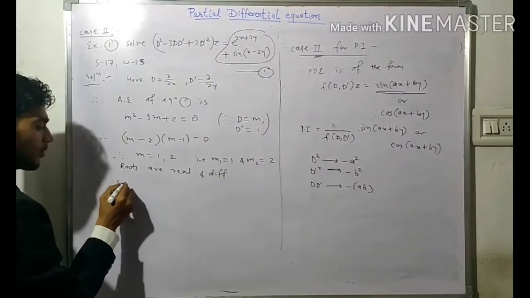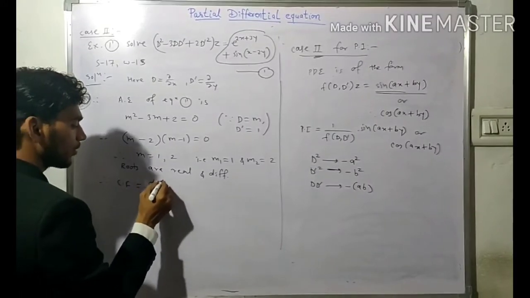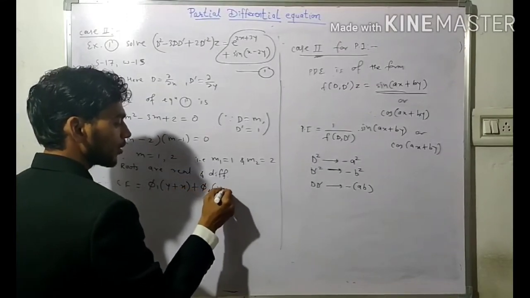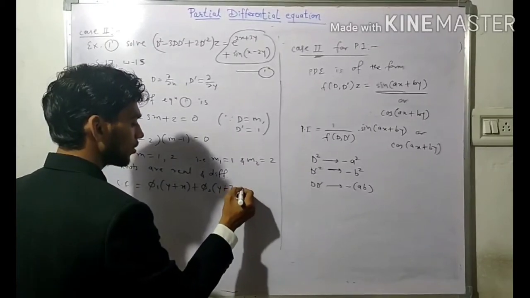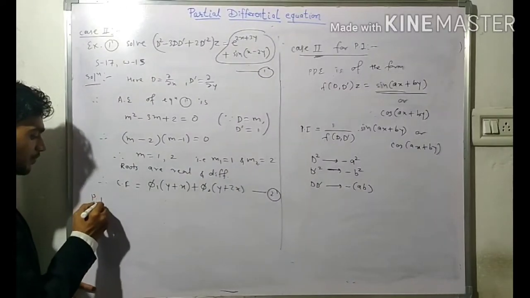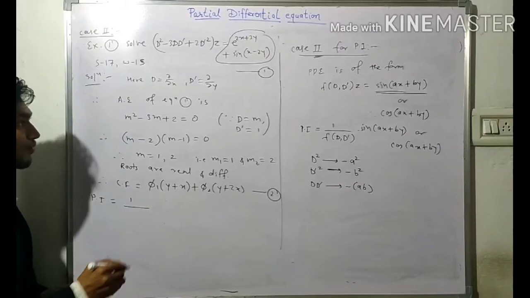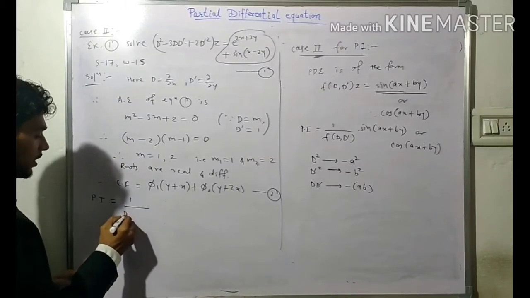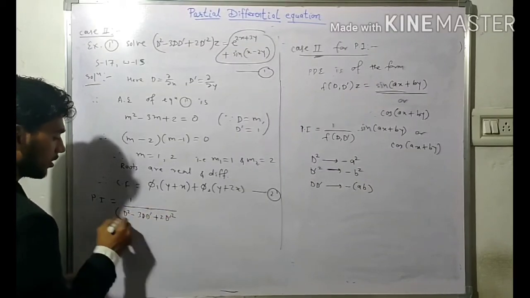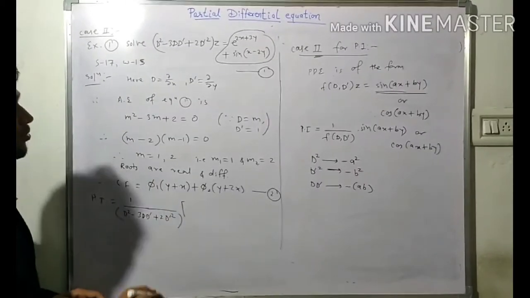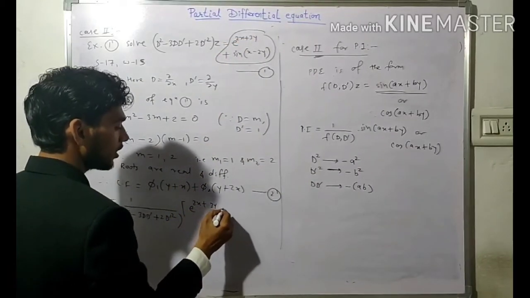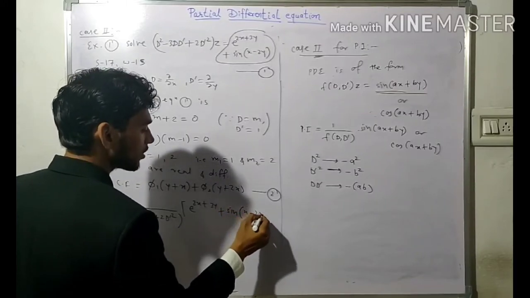Therefore its complementary function CF is phi 1 of (y plus m1x, that is 1x) plus phi 2 of (y plus m2x, that is 2x). So equation number 2. Now we have to find PI. So PI is equal to 1 upon f of D D dash. So f of D D dash is here D square minus 3D D dash plus 2D dash square into f of x comma y. So the right hand side function is given as e to the power 2x plus 3y plus sine of x minus 2y.